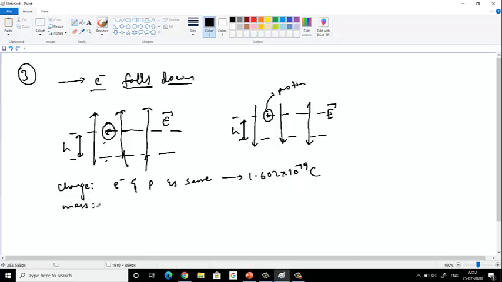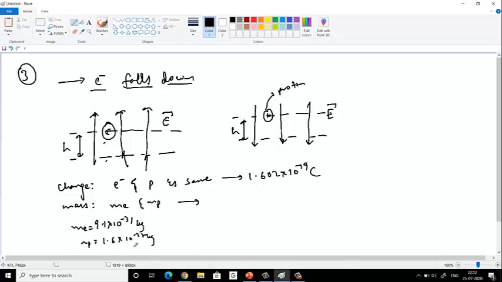What about mass? Mass of electron and mass of proton, is it the same? No, it is not the same. I'm not putting the values here, but of course you can take the values also. 9.1 into 10 power minus 31 kg for an electron, and for a proton it is approximately 1.6 into 10 power minus 27 kg.